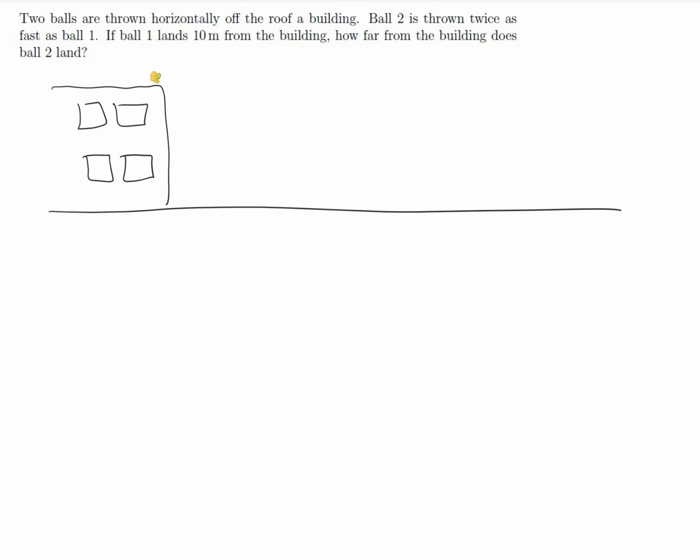Okay, so in this problem we have two balls that are thrown horizontally off of the roof of a building, and one of the balls is thrown twice as fast as the other ball. So they're both thrown completely horizontally. Let's say one is thrown with speed v0, and the other ball we'll say is thrown with the speed of 2v0. And they both start at the same height, and they're both thrown horizontally.